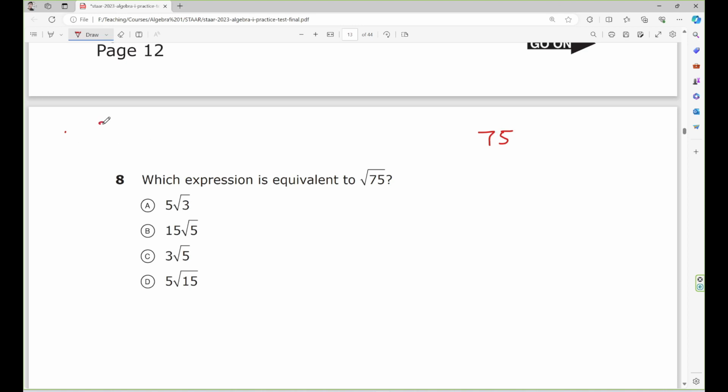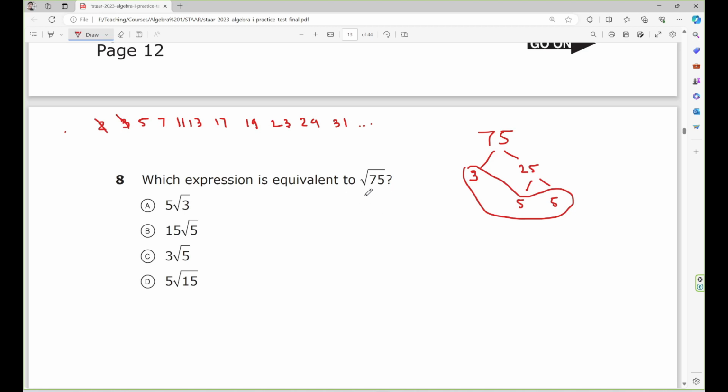The first prime number is 2, and then the next ones are 3, 5, 7, 11, 13, 17, 19, 23, 29, 31, etc. Now, you divide by 2, right? This is not divisible by 2, so you skip 2. Divide by 3, let's see. Dividing by 3 gives 25. And then 25 you cannot divide by 3, so it goes out. Divide by 5, it's going to be 5. Alright, so 75 equals 3 times 5 times 5.